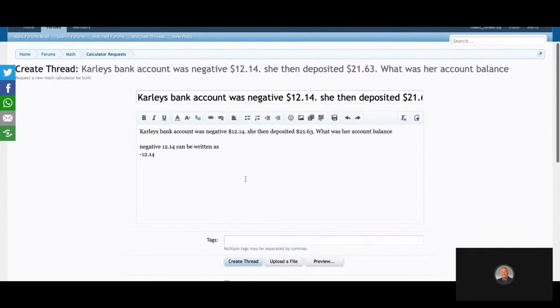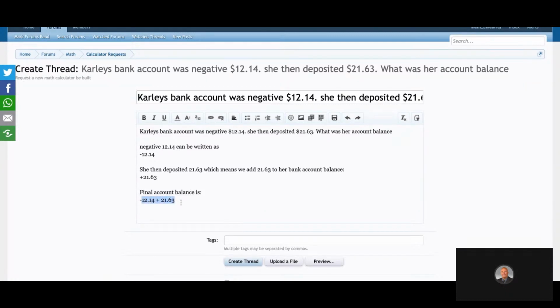And immediately when I see problems like this, my brain starts screaming, this is a signed operation problem. Or it's also called signed integers. She then deposited 2163, which means we add 2163 to her bank account balance. Final account balance is negative 1214 plus 2163.